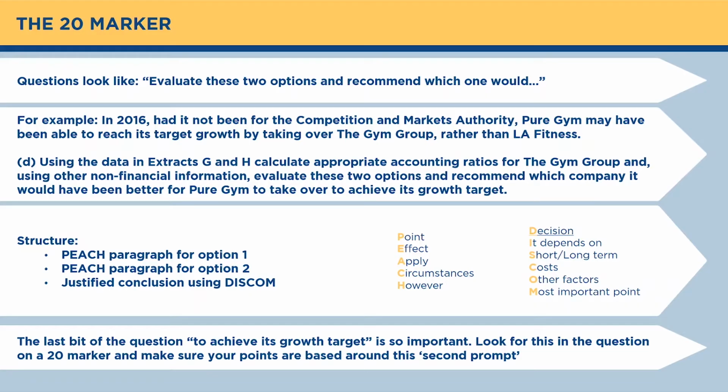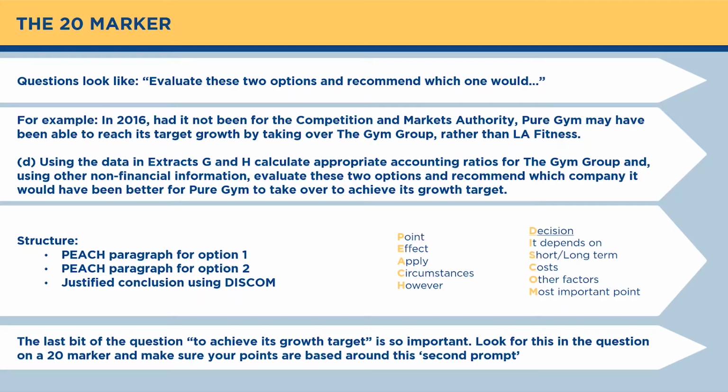And then the question itself, this one starts with using the data in extracts G and H, which I'll come back to shortly. But it's that second part of the question that every 20 mark is going to look like. So evaluate these 2 options and recommend which company it would have been better for Pure Gym to take over to achieve its target growth. I'm going to talk a little bit in a second about the first part of this question and that using the data in extracts G and H bit.